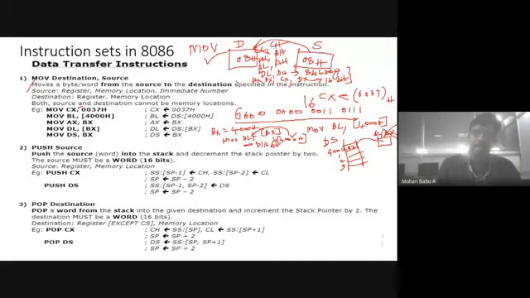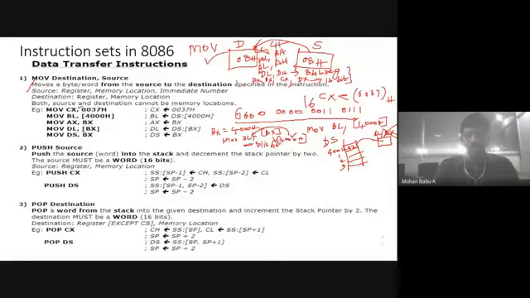Okay, it's clear, right? How to transfer data from one register to another register, from one memory location to another. Is everything clear? Can I move to the next instruction? Yes, sir. Okay.